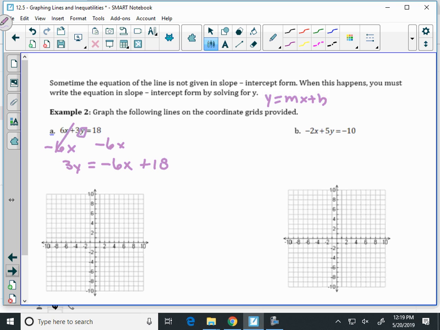And then y is still not by itself. What do we have to do next to get y by itself? Divide by 3. Divide by that number in front of the y. When we do that, we get y is equal to -6 divided by 3 is -2x plus 18 divided by 3 is 6. Good.